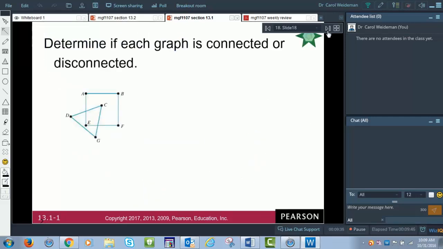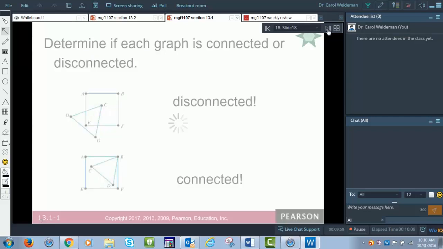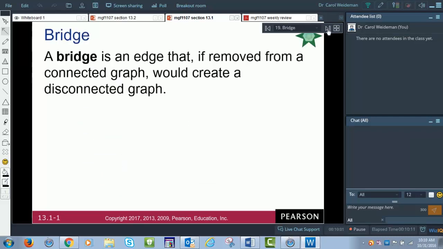And then a bridge. Determine if the graph is connected or disconnected. So we notice here that this portion of the graph is not connected to the square portion of the graph, so this is a disconnected graph. This is a connected graph. Again, although the figures look the same, this triangle portion is connected to the square portion through vertex B. So this is a connected graph.